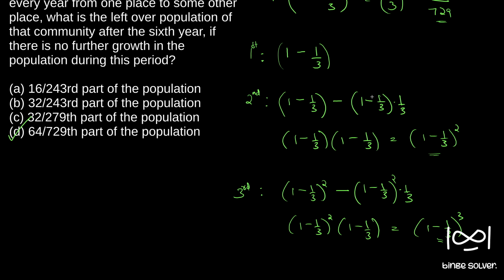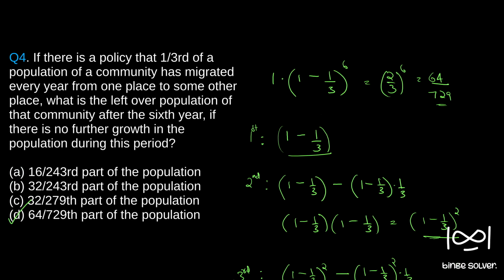So if you see, after 1 year 1 minus 1/3, then second year 1 minus 1/3 the whole square, third year 1 minus 1/3 the whole cube. So similarly, after the sixth year, 1 minus 1/3 the whole raised to 6 will be the answer. So that is why we got this formula.